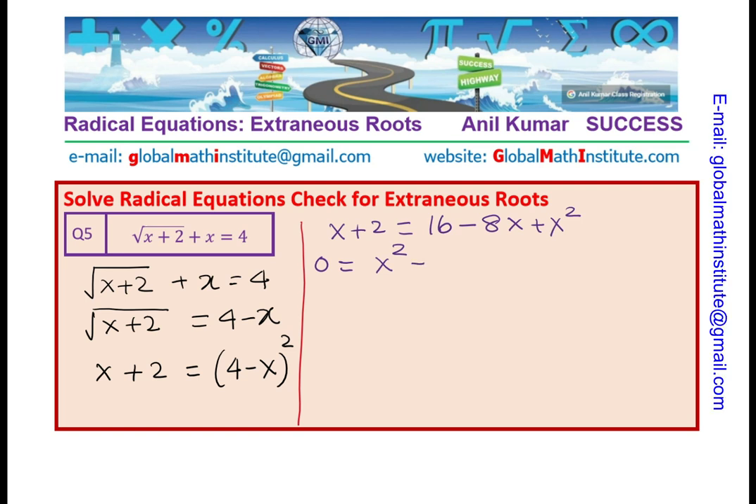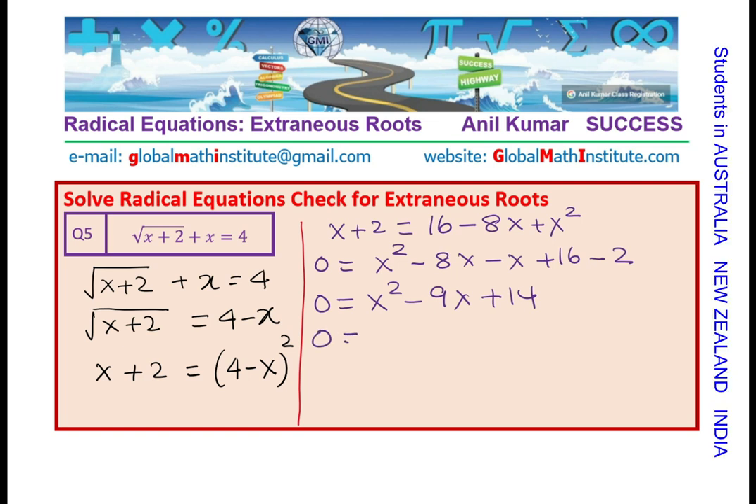So x squared minus 8x minus x plus 16 minus 2. That gives me 0 equals x squared minus 9x plus 14, right? Your factoring skills should be very good. Now, we need a product of 14 and sum of minus 9. So indeed, 7 and 2, both negative, work. So x minus 7 and x minus 2 is part of the solution. So we may write the solution as x equals 7 and x equals 2.